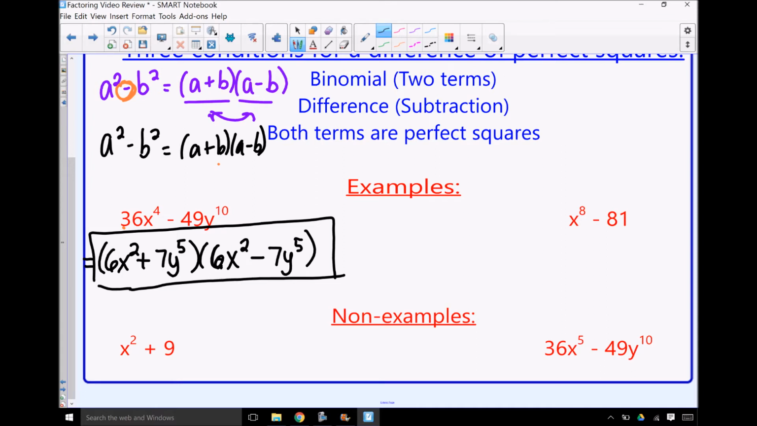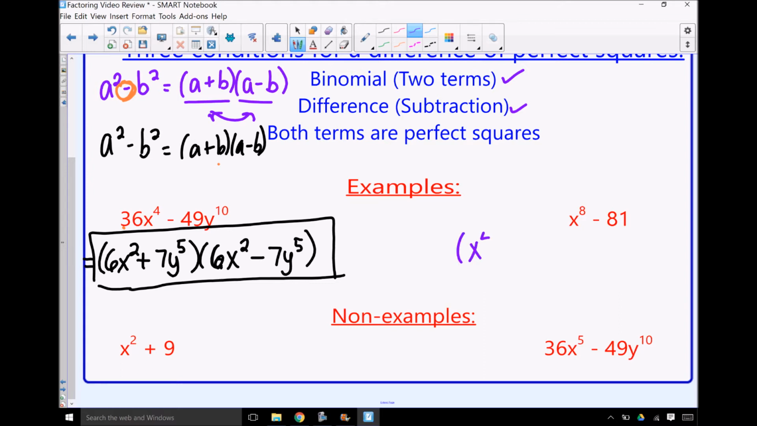Why is this an example of a difference of perfect squares? Well, it's a binomial. There's one positive, one negative, so it's a difference, okay? And then both terms are perfect squares. Absolutely. X to the 8th, I can square root. 81, I can also square root. So let's go ahead and try this.